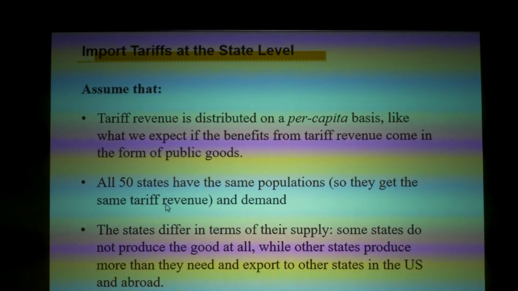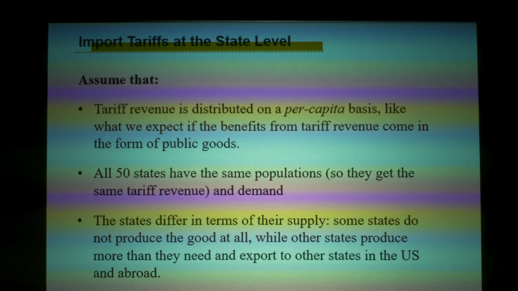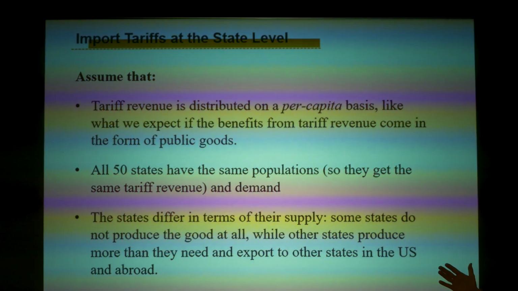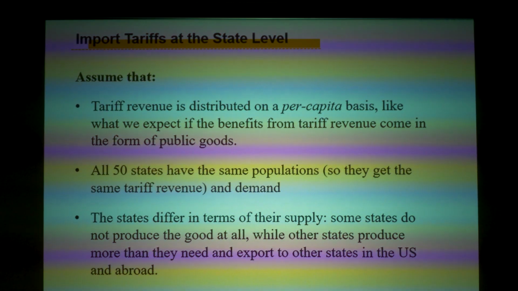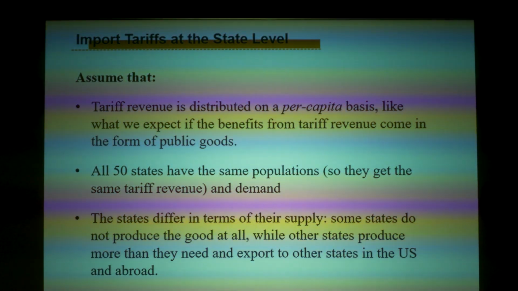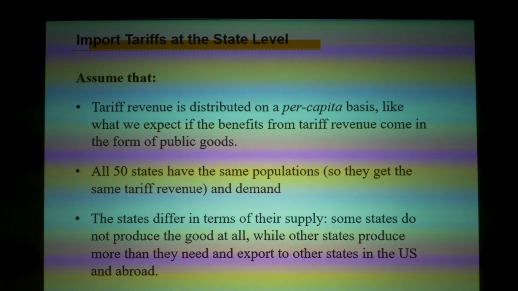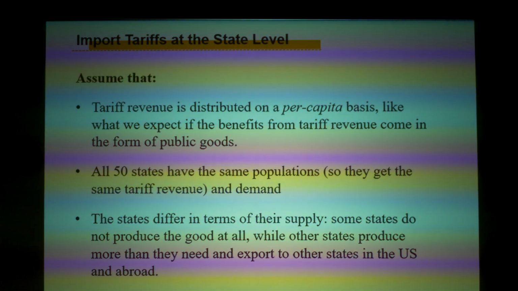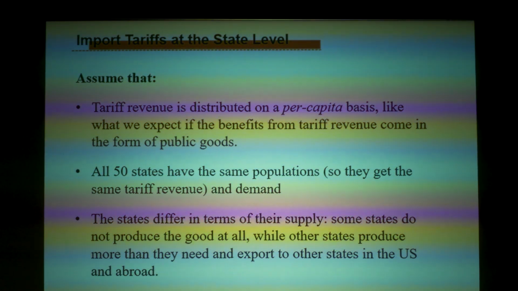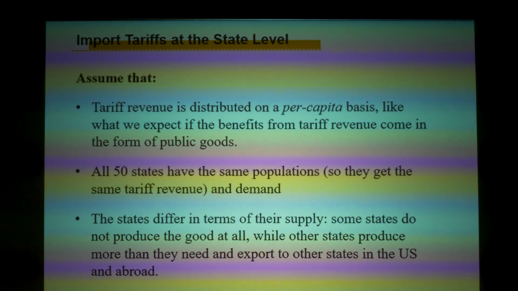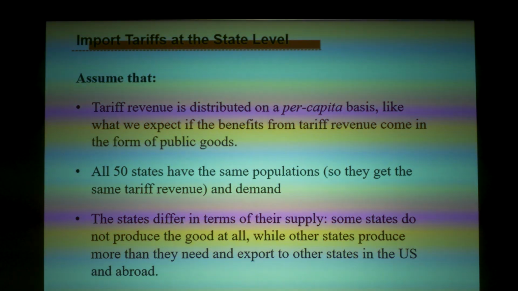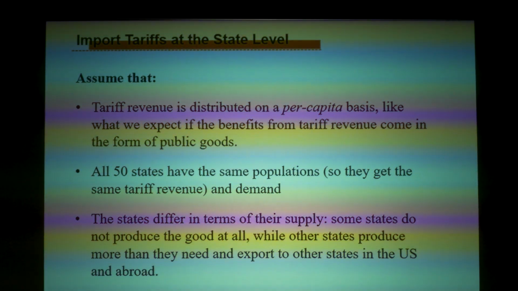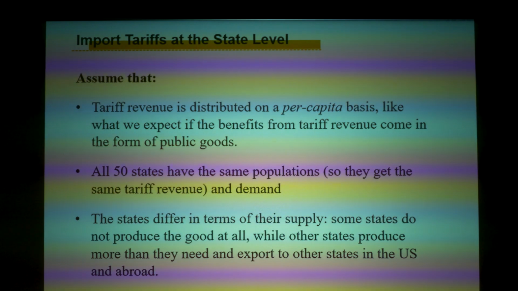So states will be the same size, 50 of them, therefore they have the same demand, because they have the same population. So what they differ in is their supply of the good. Some states are steel producers, some are not. That's really the idea. So I want to contrast a state producing no steel, what happens when you raise that tariff on steel, versus a state that is producing steel. What happens when you raise that tariff on steel? That's the idea. This won't take us too long. And then, like I say, we can look at some new calculations I've made for the United States.